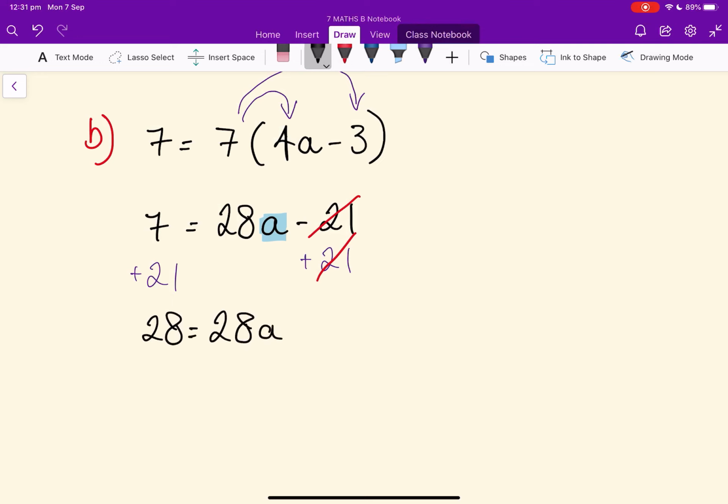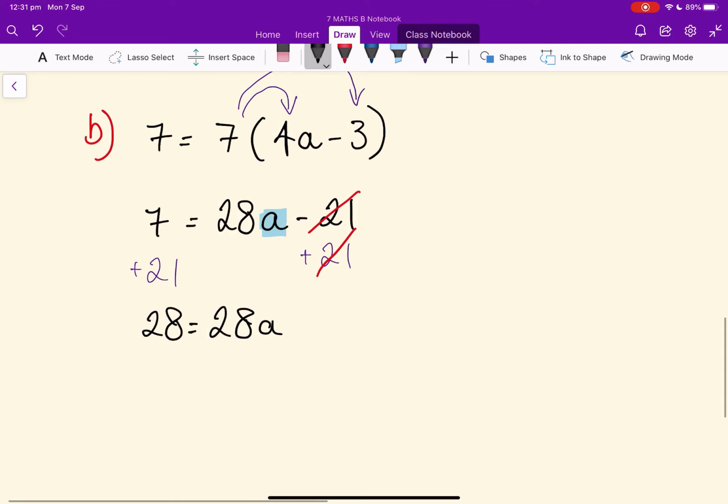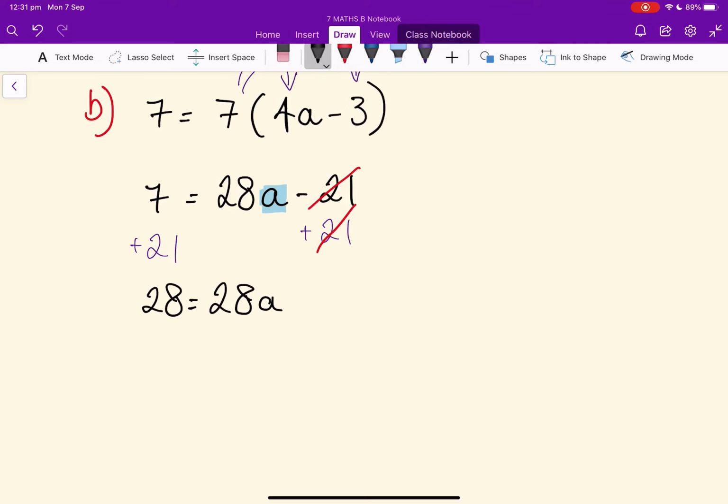Now, what I need to do is, currently my a is being multiplied by 28, so I can do the opposite, which is to divide by 28. If I divide both sides by 28, I can cross out the 28 on my right hand side, so a is just left by itself. Okay, 28 divided by 28 is just 1, okay, and so a equals 1, and there you go.